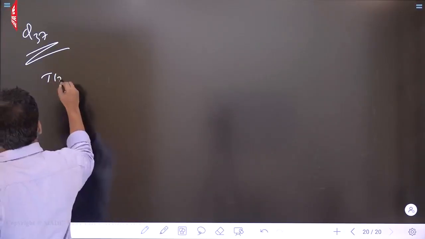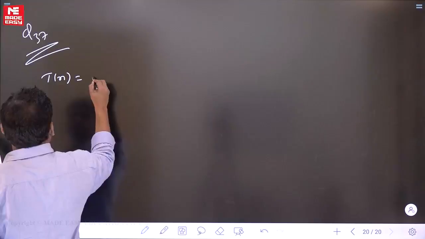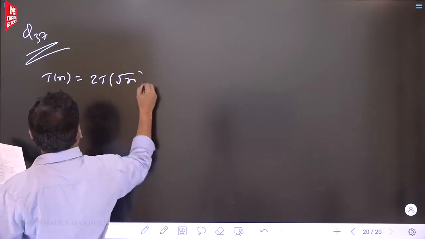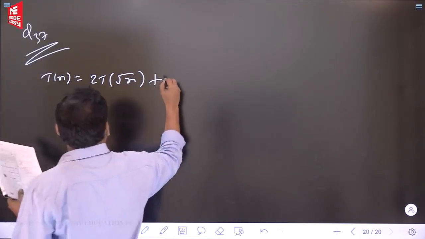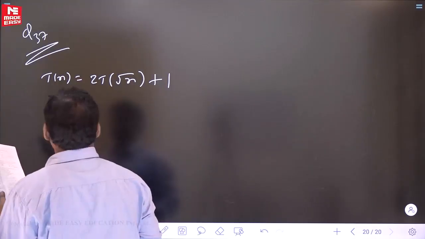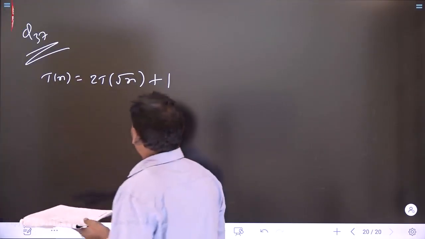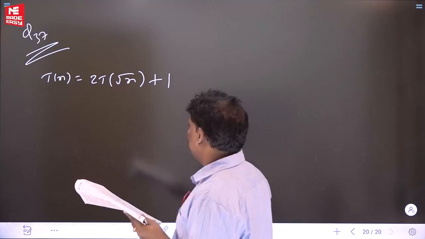Question number 37. What is the answer? Tn is equal to 2T root n plus 1. Right? This is the given recurrence. 2T root n plus 1. This is the given recurrence.